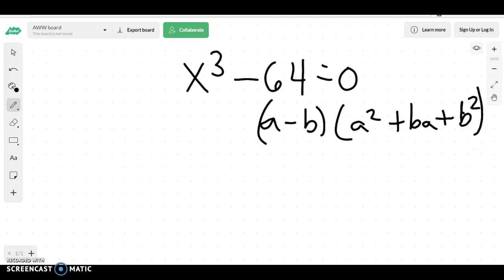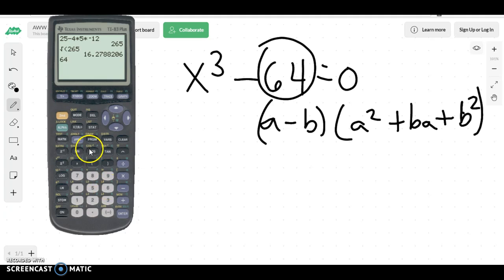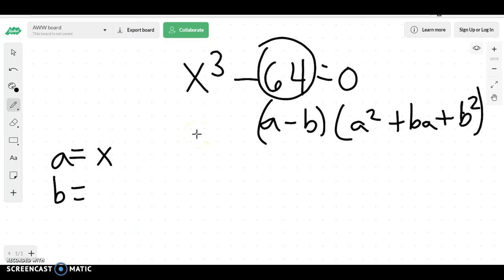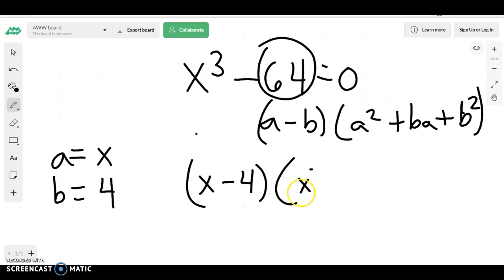So in this case, I know what a is. A is x. B is a little bit trickier because we have to take 64 and cube root it. Or another way of saying that is take 64 to the 1/3 power. Make sure you put parentheses around the third. And you'd get that to be 4. So we know that b would be 4. I would then plug everything in. So I'd get x minus 4, times x squared plus 4x plus 16.